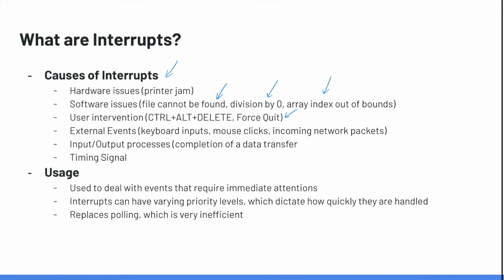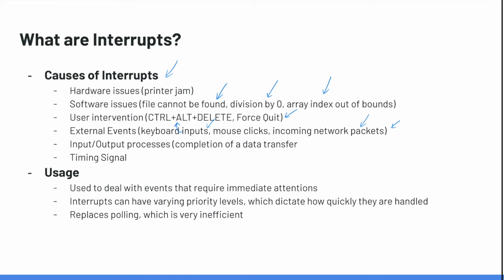User intervention could be another way. Whenever we hit Control-Alt-Delete or force quit on a Mac, these are both instances in which the processor is interrupted to allow us to execute some other operations. External events, different from a printer jam, I guess. So whenever someone types something into the keyboard or clicks on a mouse, or we have incoming network packets, so we've requested something and we have something coming back over the internet or the network, this could lead to something that might interrupt the processor.